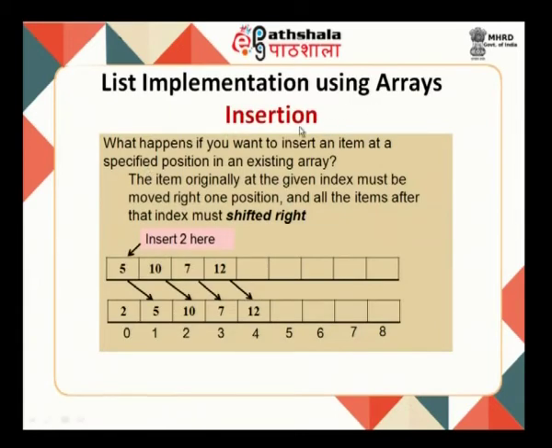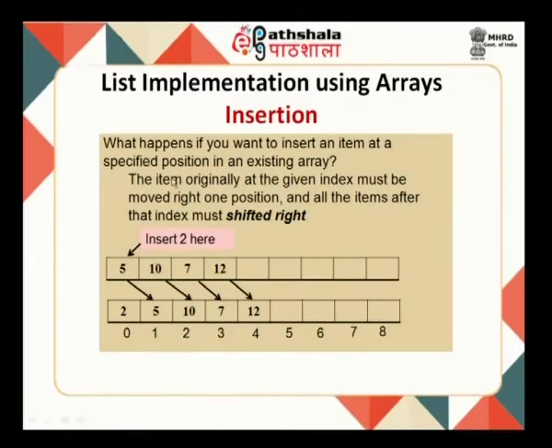Let us look at insertion. Now, this is interesting. What happens if you want to insert an item at a specified position in the existing array? The item originally at the given index must be moved right one position, and all items after that index must be shifted. Suppose you want to insert 2 here, all of 5, 10, 7, 12 have to be shifted right one position. In this example, we have shown only 4 elements being shifted, but if the size of the array is 100 and you want to insert the 101st element in the first position, you have to shift all the 100.